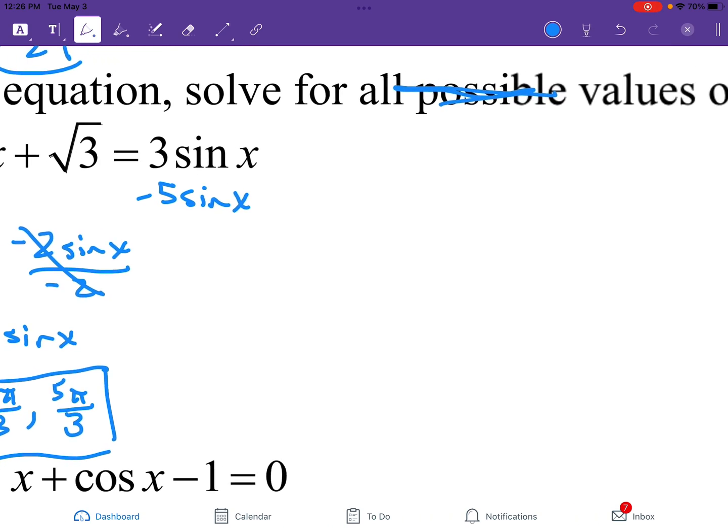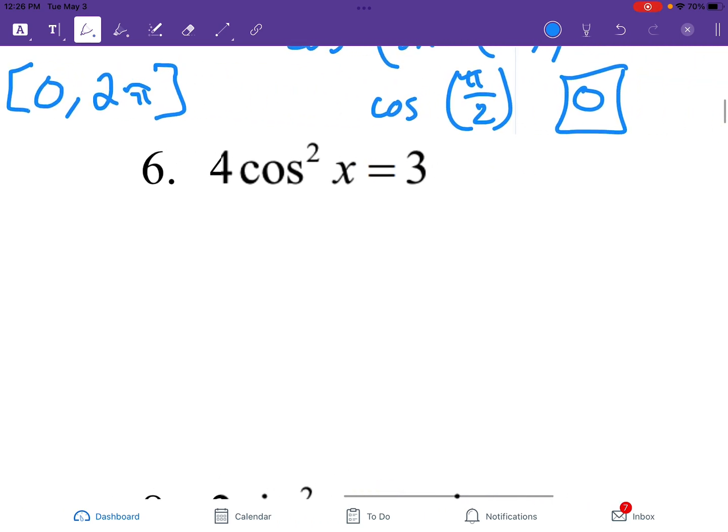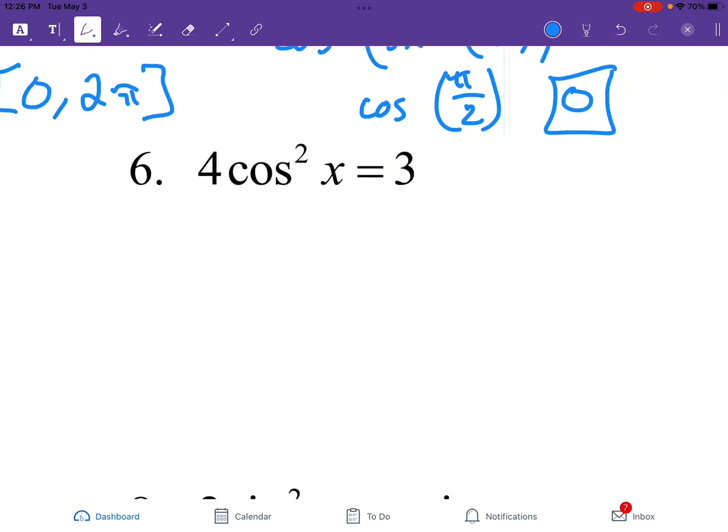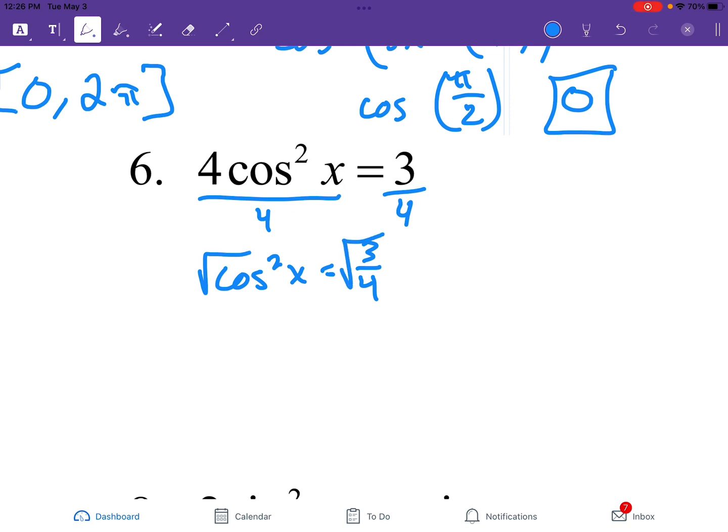Number 6. 4 cosine squared of x equals 3. We have to divide both sides by 4 first. So we have cosine squared of x equals 3 over 4. Okay, to get rid of the squared, we're going to square root both sides of our equation. Squared and square root cancel, so we get cosine of x equals √3 over, the square root of 4 is just 2.